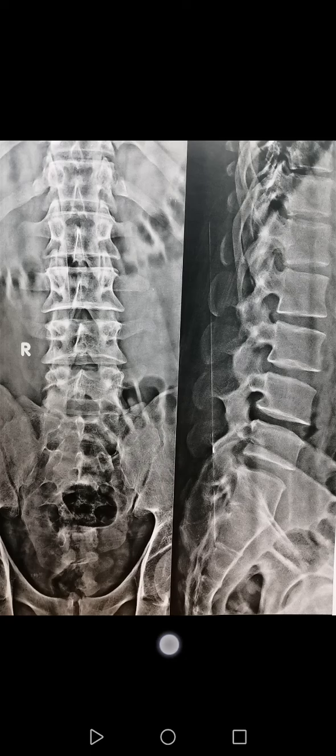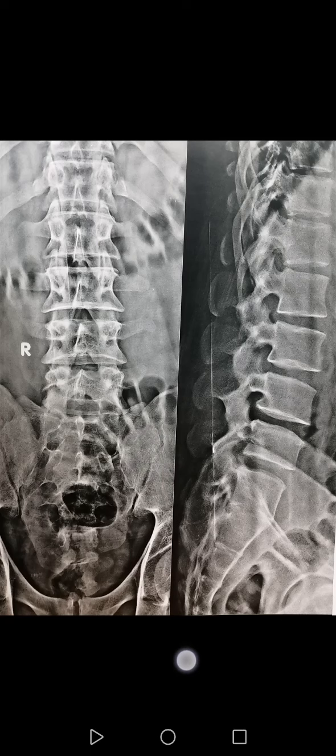Which view? This view is both the anteroposterior and the lateral view. Remember that in X-ray we have anteroposterior, lateral, and oblique, for example, views, but in the MRI they are different names. They are sagittal, coronal, and transverse. In this X-ray we have both anteroposterior on the left side and lateral on the right side. So this is X-ray lumbosacral spine on anteroposterior and lateral view showing.